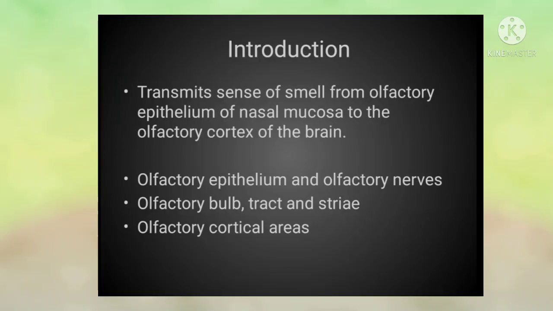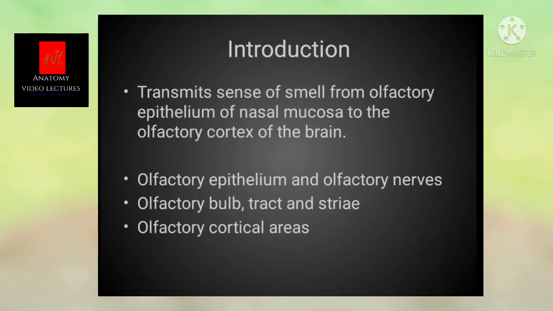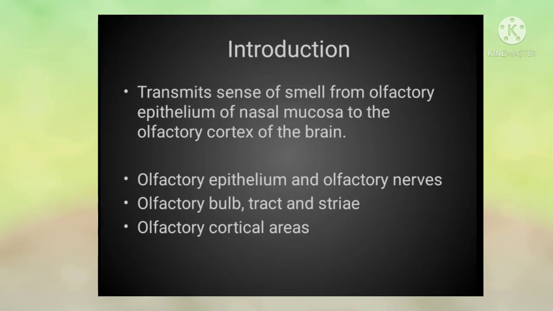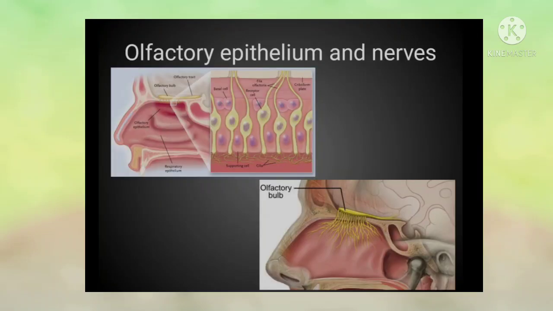The olfactory system transmits the sense of smell from the olfactory epithelium of the nasal mucosa to the olfactory cortex of the brain. The following structures are included in the olfactory system: the olfactory epithelium and the olfactory nerves, olfactory bulb, tract and striae, and the olfactory cortical areas. First we are discussing the olfactory epithelium and the olfactory nerves.